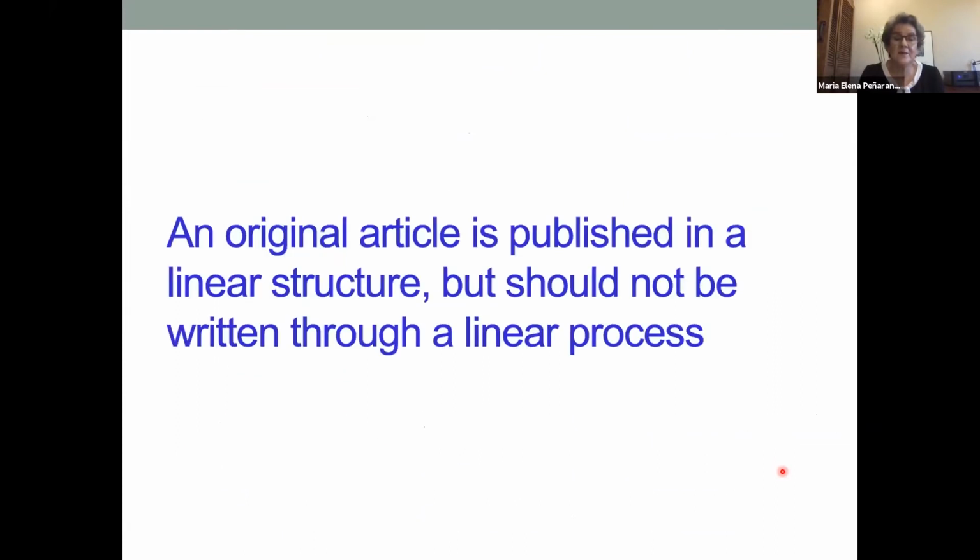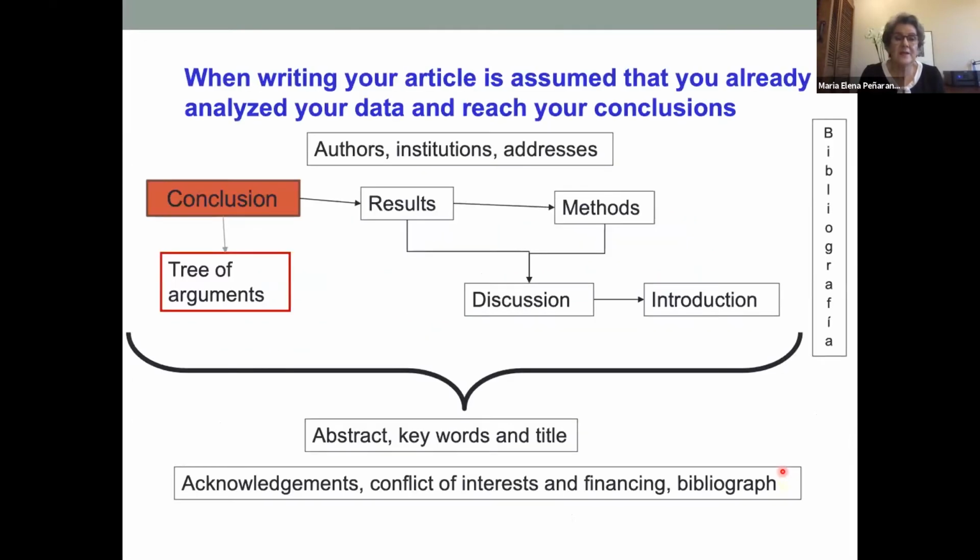The original article is published in a linear structure, but it should not be written through a linear process. You don't start writing the introduction when you write an article. This is where we're calling the tree of arguments that we're going to practice today. When you are publishing a data article, a paper, we assume you already analyzed your data and reached your own conclusions, after we talked in the previous lecture about how you make a list of the data you have, tables, and results that tell a story that is enough for an article.